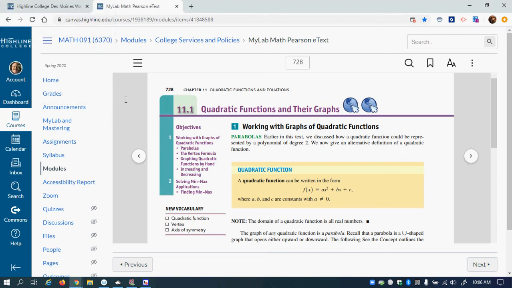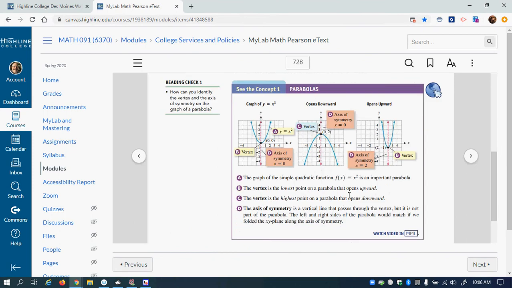Alright, so this section is 11.1, quadratic functions and their graphs. This is the intro on quadratic functions. You see down below that it talks about the standard form for a quadratic function. And then also on page 728 is a really nice picture of these different kinds of quadratic functions where we have x squared. They talk about vertex. They also talk about axes of symmetry.